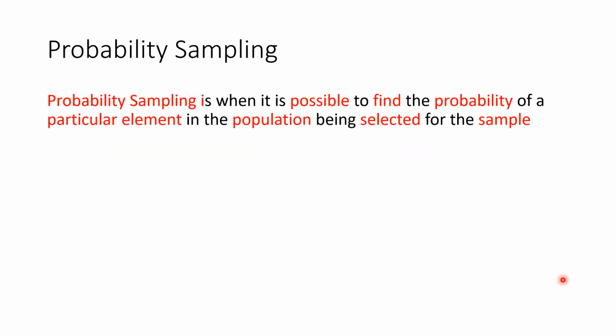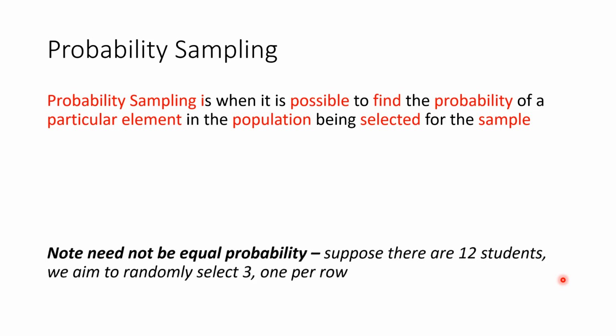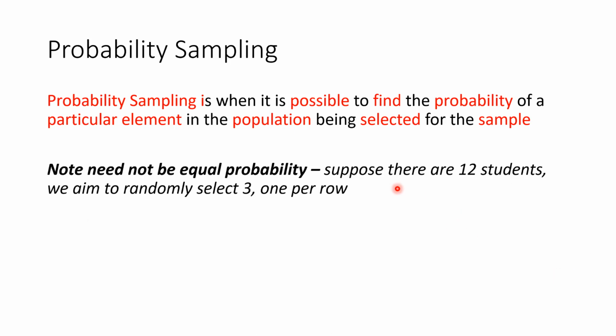Probability sampling is when it's possible to find the probability of an element in the population being selected. It's possible to find the probability, but it doesn't mean that it's all equal probability. Suppose, and I'll demonstrate by example, suppose there are 12 students and we want to randomly select 3, 1 per row.